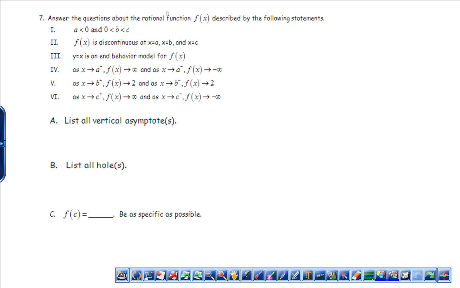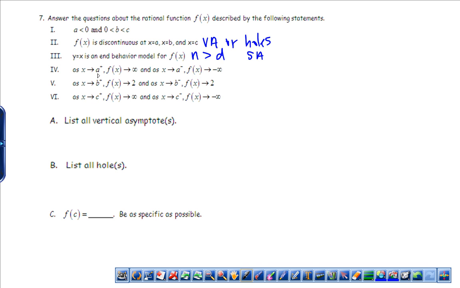It says, answer the questions about the rational function f of x. Describe the following statements. For 1, it says a is less than 0, and 0 is between b and c. It says the function is discontinuous at x equals a, x equals b, and x equals c. So basically we have vertical asymptotes or we have holes. We don't know what we have there, but it kind of gives us an idea. It says y equals x as the end behavior model for the function. So basically we know the numerator is bigger than the denominator, and we have a slant asymptote here.